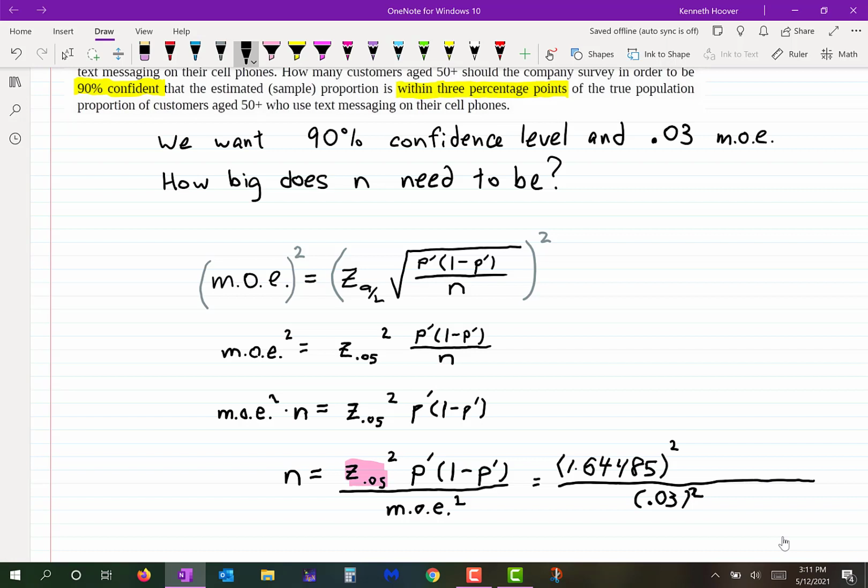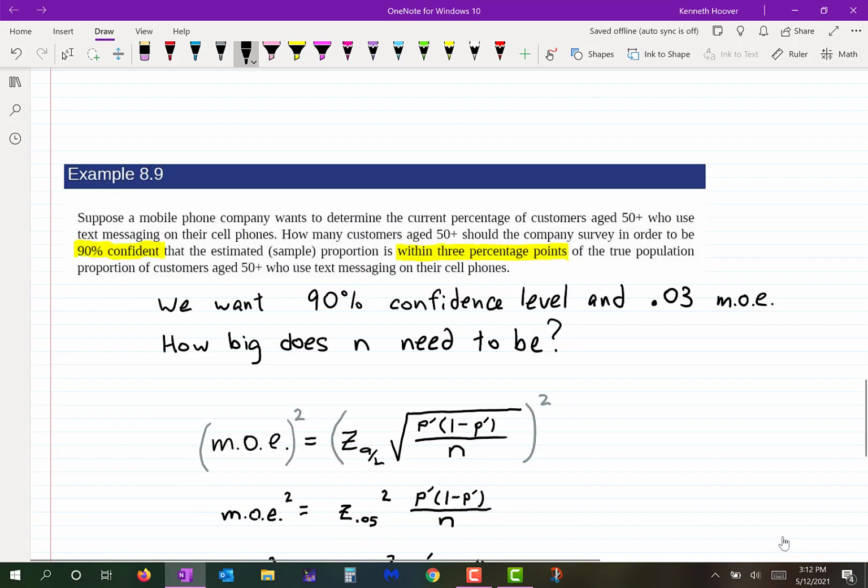Now, here's the part that's a little bit tricky. The sample proportion times 1 minus the sample proportion. They didn't tell us the sample proportion. So here's what we're going to do. We are going to use the worst case scenario. I want you to notice that the bigger p prime gets, the smaller 1 minus p prime gets. The smaller p prime gets, the bigger 1 minus p prime gets. The product, p prime times 1 minus p prime, will be as big as possible exactly when p prime equals a half. So we're going to use that because it is the worst case scenario. So I put in a half for p prime.